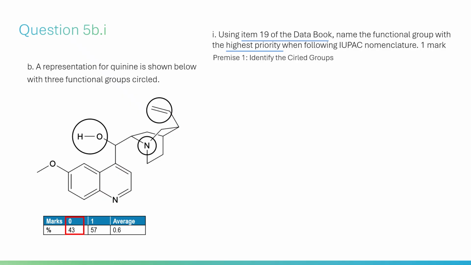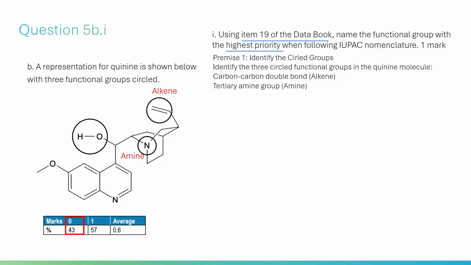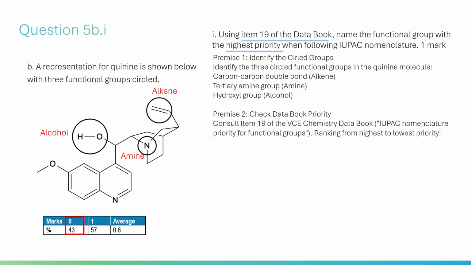Premise 1. Identify the functional groups. Identify the 3 circled functional groups in the quinine molecule. Carbon-carbon double bond, alkene. Tertiary amine group, amine. Hydroxyl group, alcohol. Premise 2. Check data book priority.